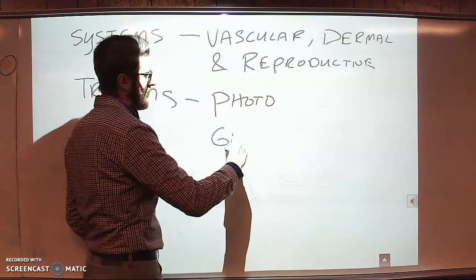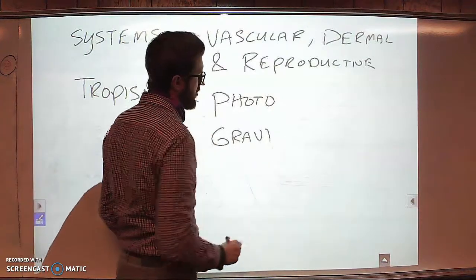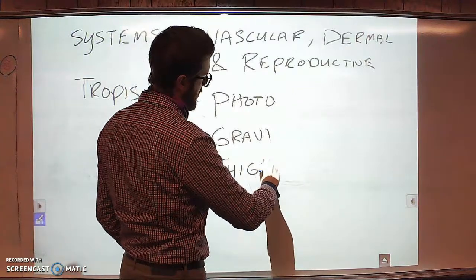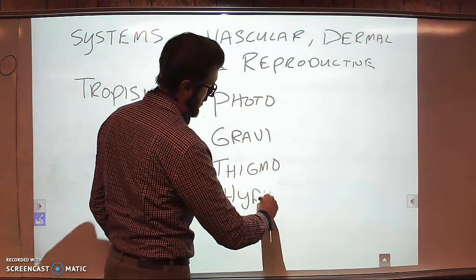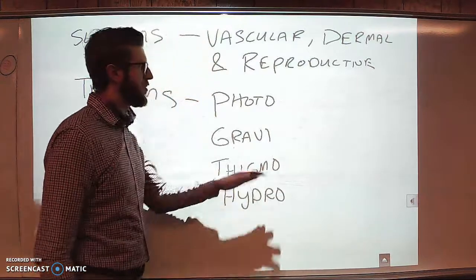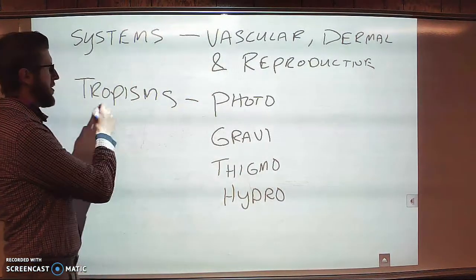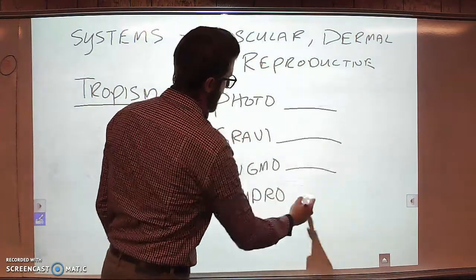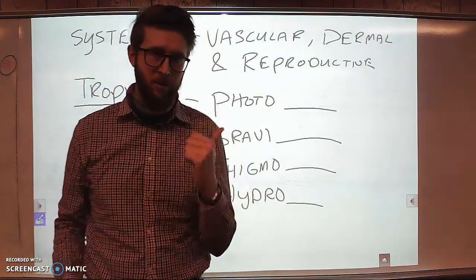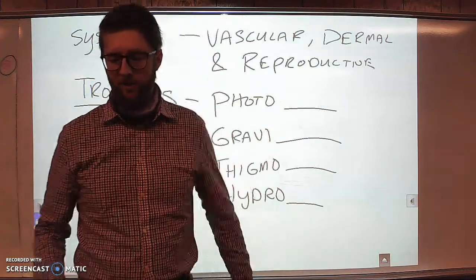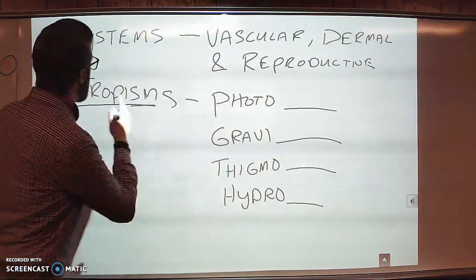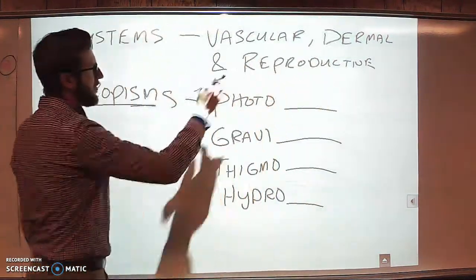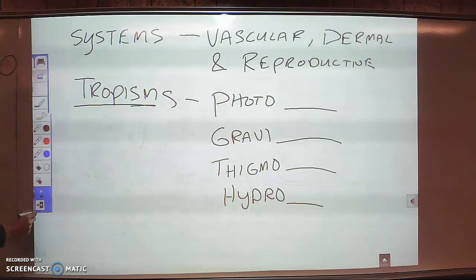The four tropisms that we're going to be learning about are phototropism, gravitropism, and hydrotropism. Okay, so just put tropism on the end of all these. Those are the four tropisms that we're going to cover in this video as well. Okay, so let's get started with talking about systems, the vascular, dermal, and reproductive.